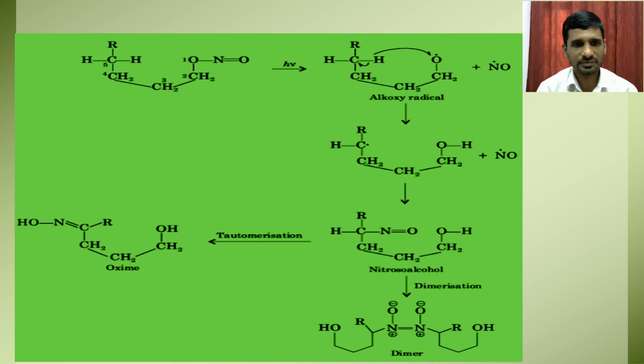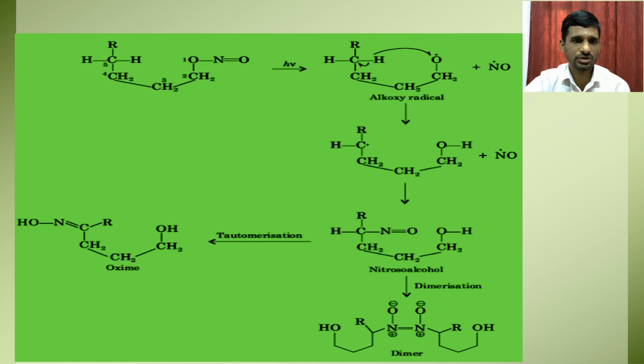Now, this is our next slide. As you can see over here, again, there is an example which depicts the clear picture of mechanism of Barton reaction. This is the second example. In this, I have labeled oxygen as number 1, this alpha carbon 2, beta carbon 3, gamma carbon 4, delta carbon 5.